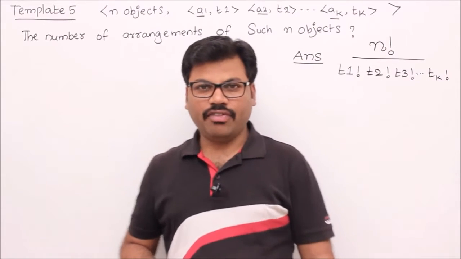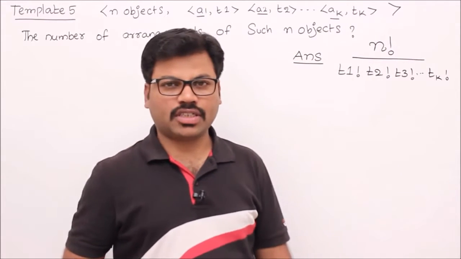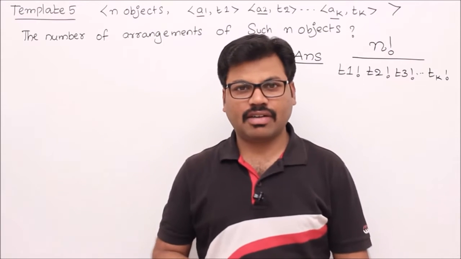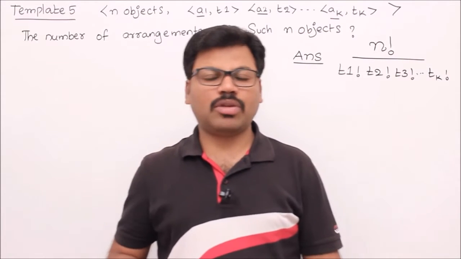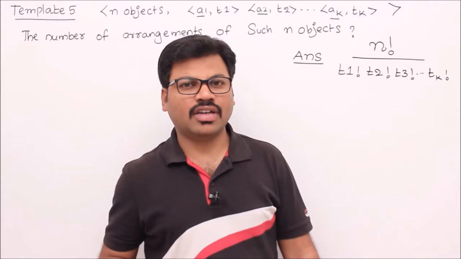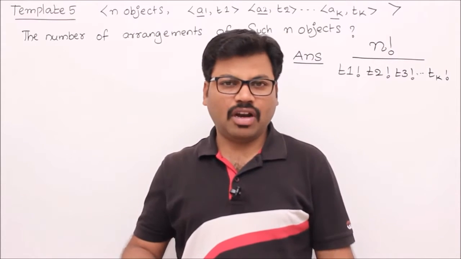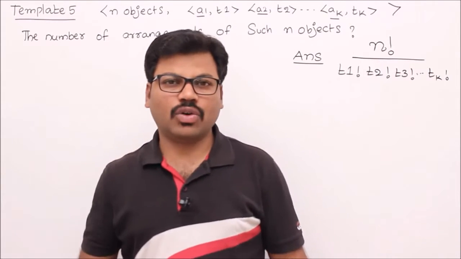Let's see template number 5. In template number 5, you have n objects. Objects may not be different. Okay. So in previous 4 problems, we have seen that objects are different. But here the n objects may not be different. Okay. So duplicates are allowed.